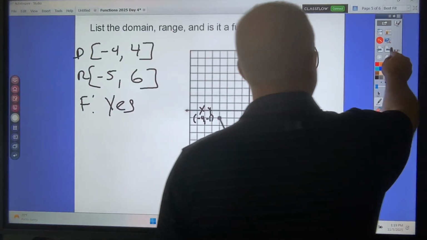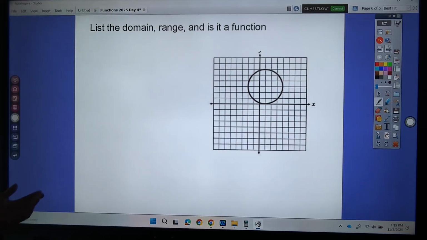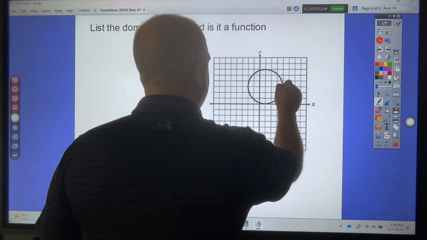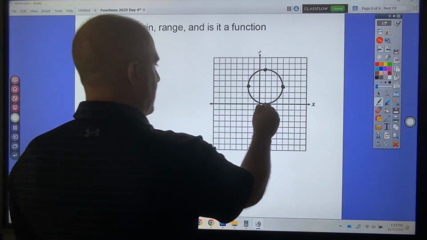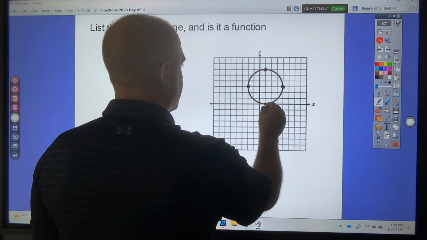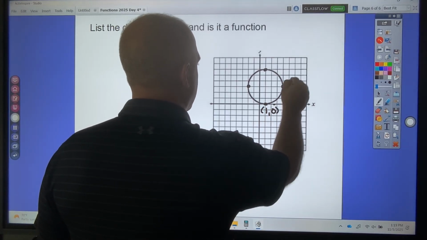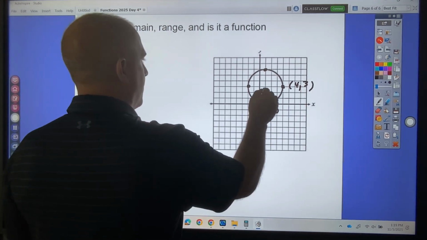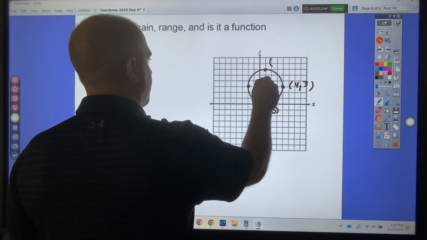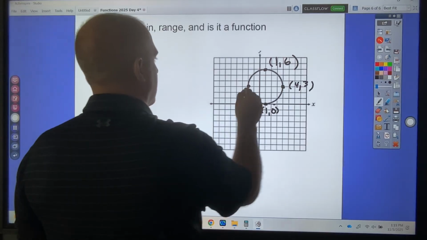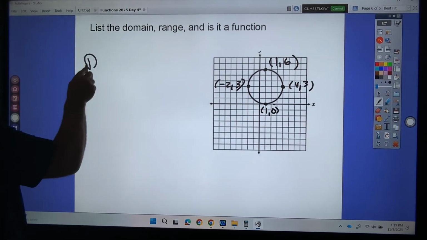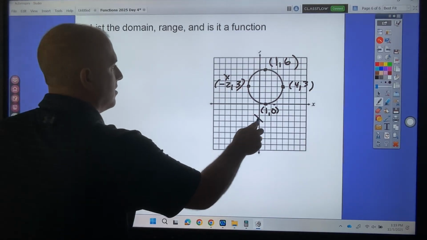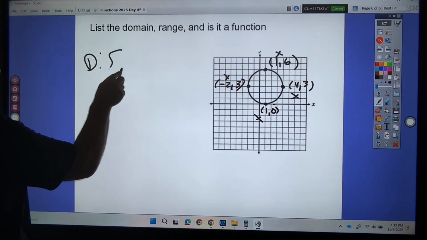Okay? All right. Now, this one, I don't have any arrows. Now, here's where my endpoints of a circle would be. I want to go to these points. So that's 1, 0. This is 1, 2, 3, 4, 4, 3. This is 1 over 1, 2, 3, 4, 5, 6 up. And this is -2 over 3 up.